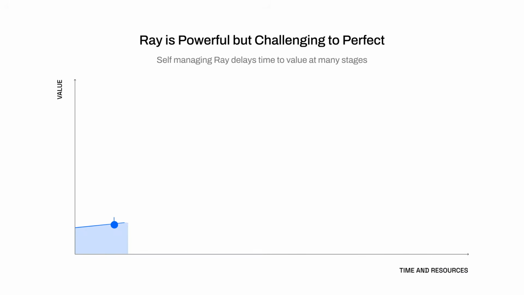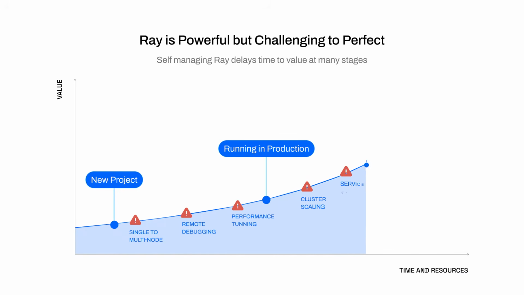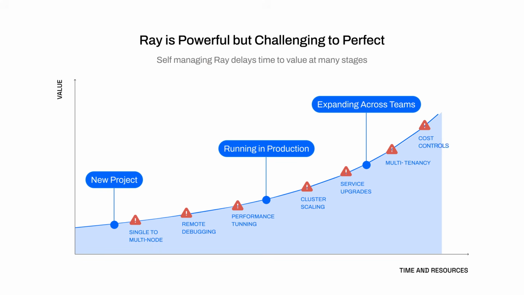However, where teams struggle is the leap from laptop to production. Issues like dependency sprawl on multi-node clusters, limited observability to debug or tune performance, keeping head nodes healthy, scaling reliably, and managing costs as usage grows.